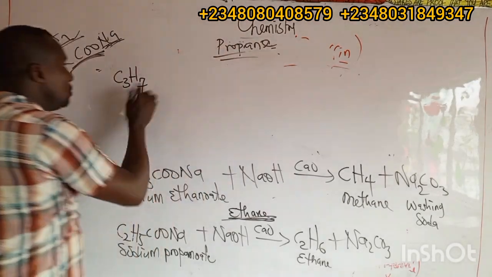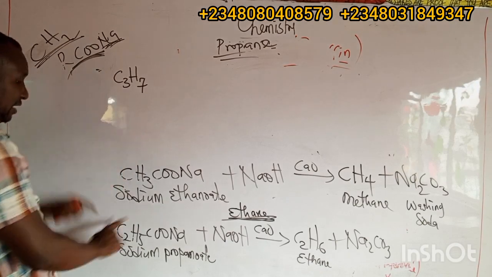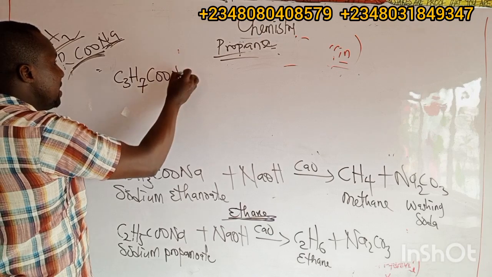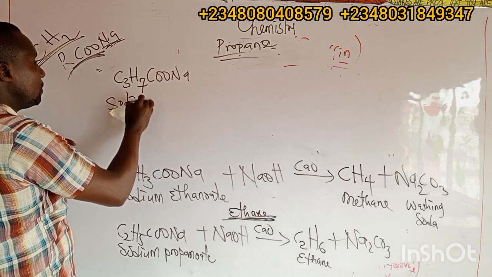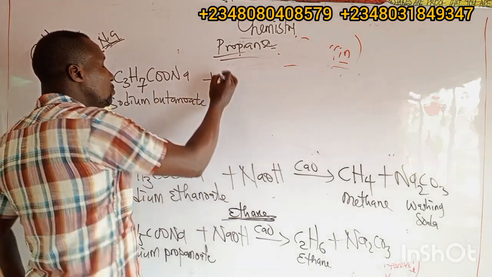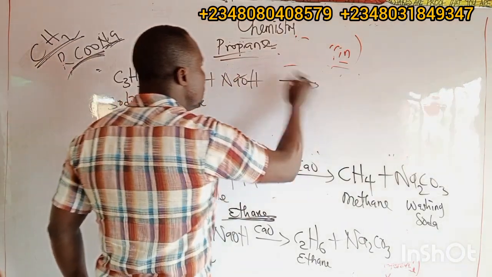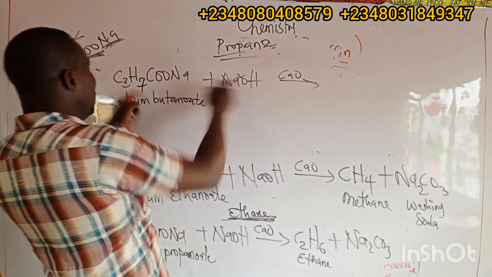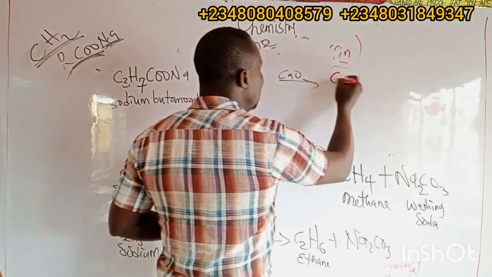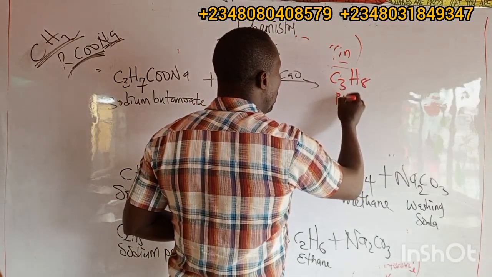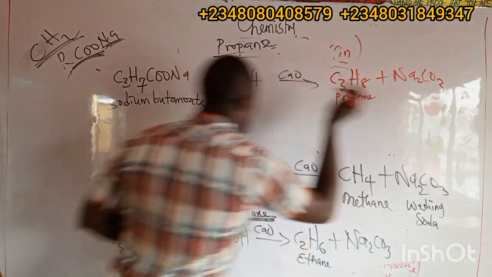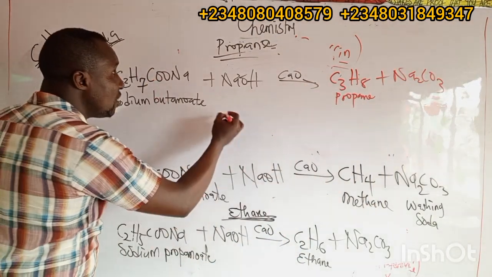Propane. I'm using sodium butanoate, which is CH3CH2CH2COONa, plus sodium hydroxide from soda lime. What do you have? This H plus C3H7 will give you what? C3H8, which is propane, plus washing soda. If you want to prepare the next one, you can try the others on your own.